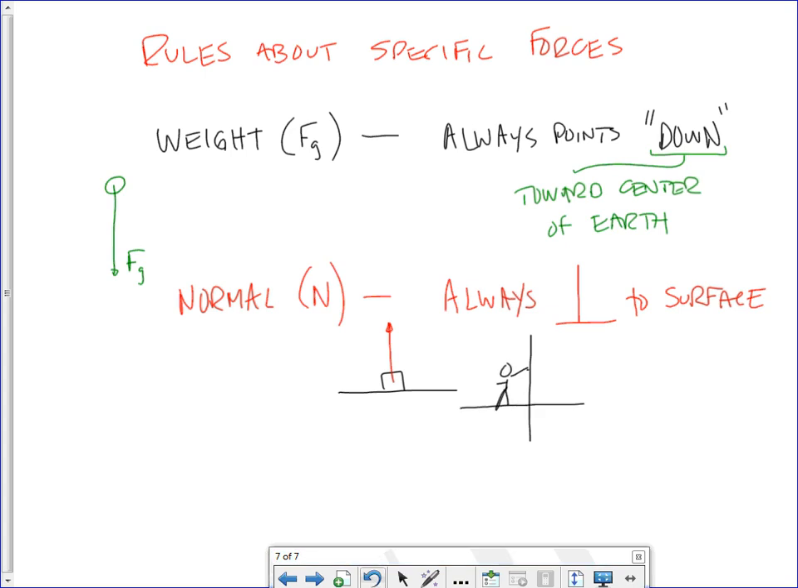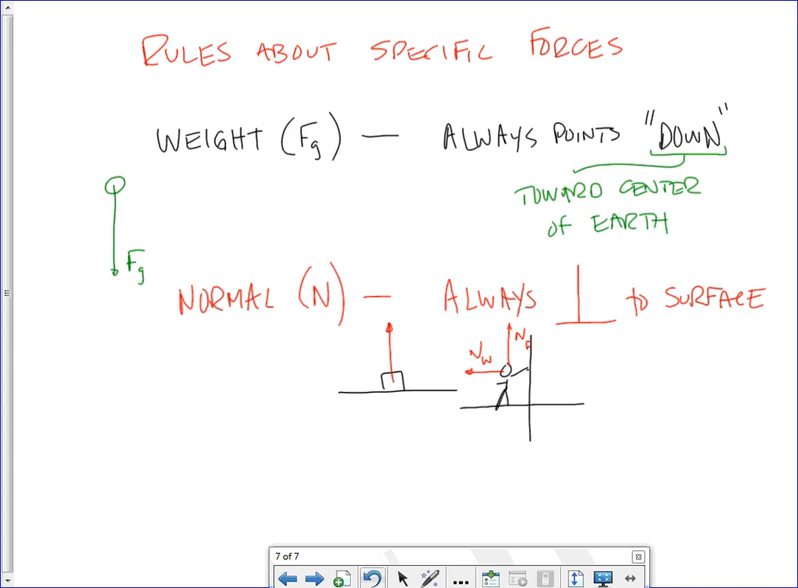Well, there's a couple normal forces acting on me. One is a normal force like this: the wall pushes me that way. I'll call that normal wall. Another one is this; I'll call that normal floor. Okay?